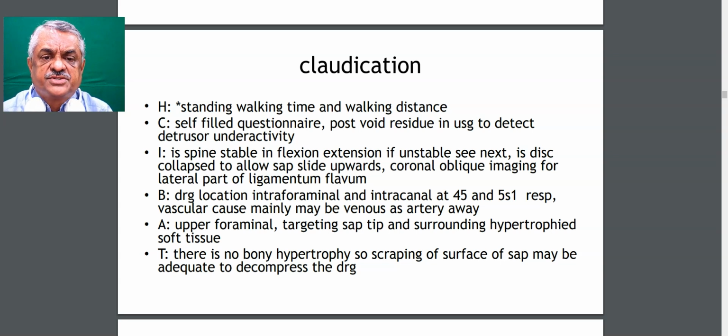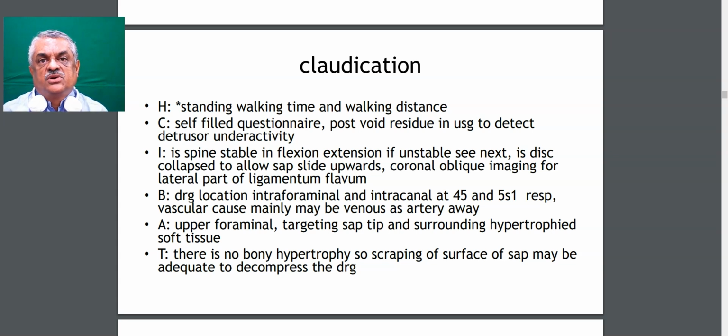The spine is stable in flexion extension, and if it is unstable, we have another subgroup of claudication with unstable spine. If the disc has collapsed, which allows the upward migration of the superior articular process in the foramen affecting the nerve, then we have to have additionally coronal oblique imaging for the lateral part of ligamentum flavum, about which we are going to talk within a few minutes.